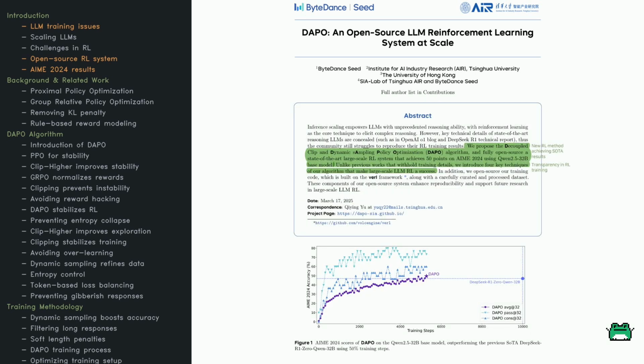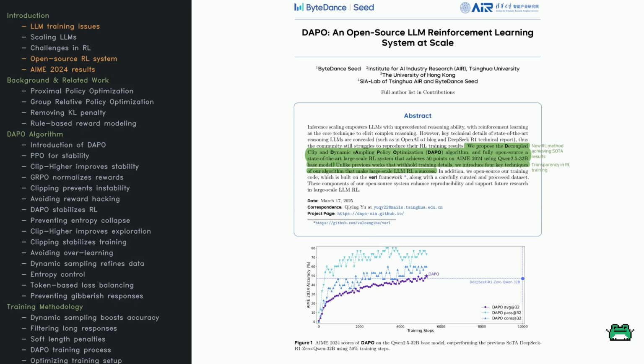In reinforcement learning for LLMs, many top models, including those from OpenAI and DeepSeek, don't fully reveal their training techniques, so it's hard for others to reproduce or improve on them. Here, a new method called decoupled clip and dynamic sampling policy optimization, DAPO for short, is introduced. The team doesn't just propose a new method, they also release all their code, algorithms, and datasets so that anyone can build on this work.